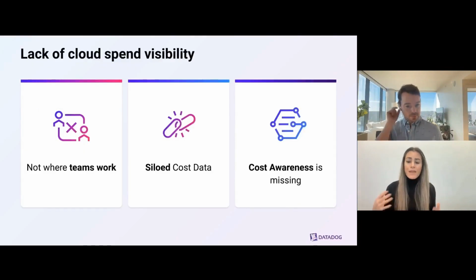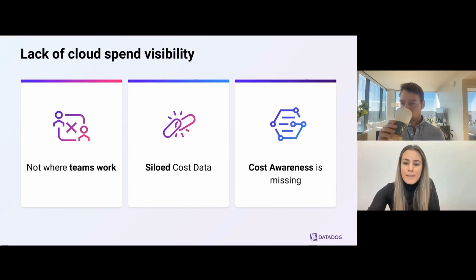So that said, here at Datadog, we believe there's a lack of visibility into cloud spend for a few reasons. Cost data is not where your teams work, making it hard for your engineering teams to take ownership of and action on their costs. It is also siloed from your observability data, making it challenging for you to understand why your costs have changed. And as a result of all of this, we see that there's often a lack of cost awareness within your engineering teams and in your organization.